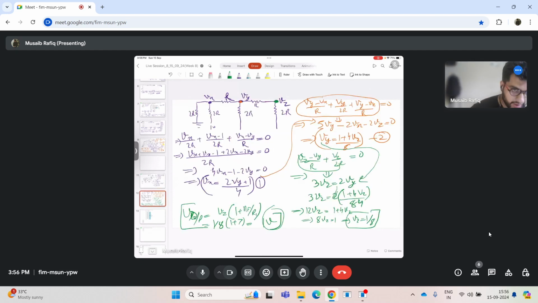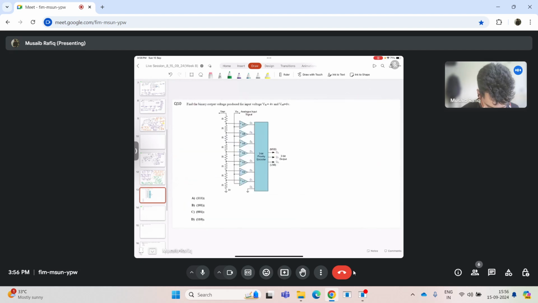So this was question number 9. Now moving forward to question number 10 of today's live session. This is a question that states: find the binary output voltage for the input voltage Vin equal to 4 volt and Vref equal to 6 volt.